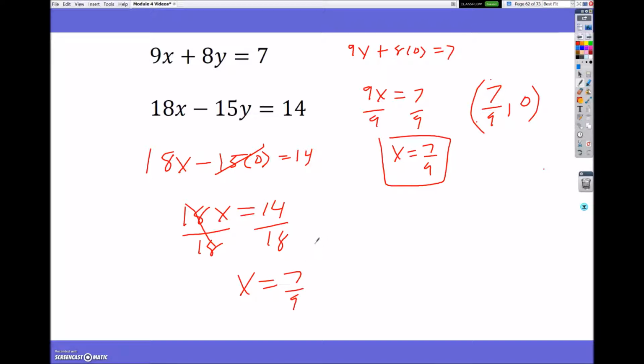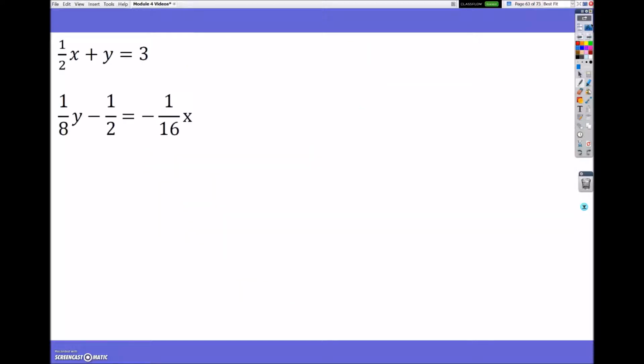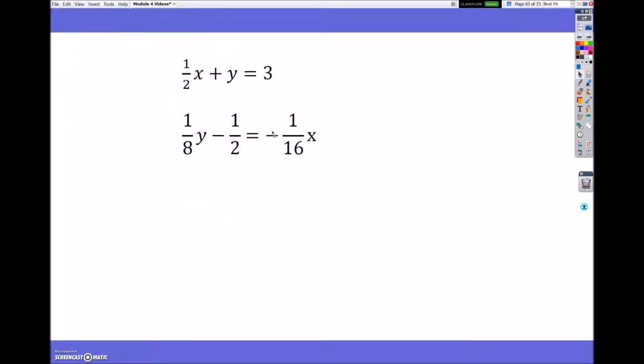So I get the same answer. So that's how you confirm your answer. Okay, so let's look at this one. This one looks really confusing because I have a lot of fractions.